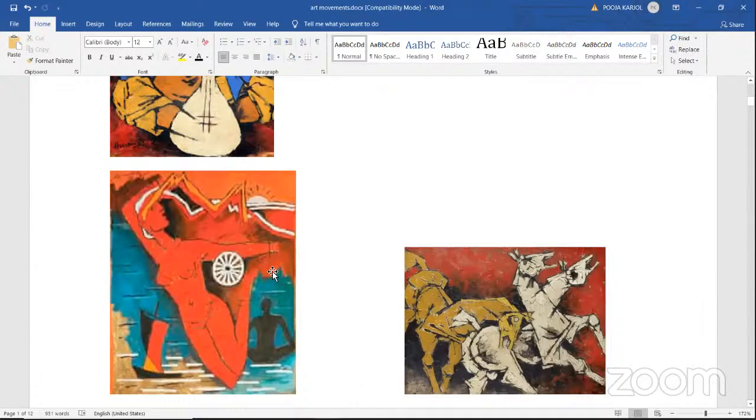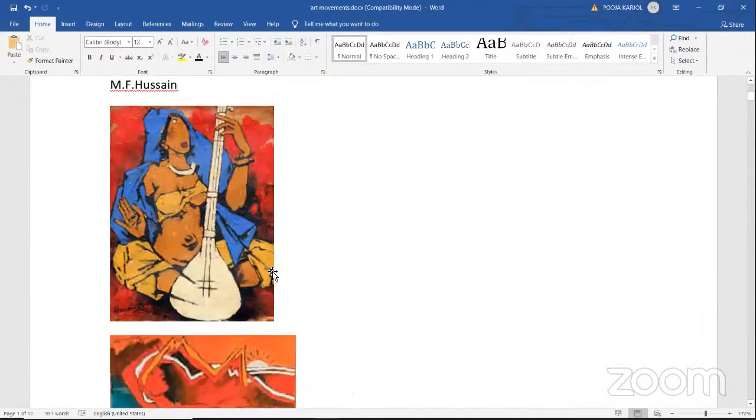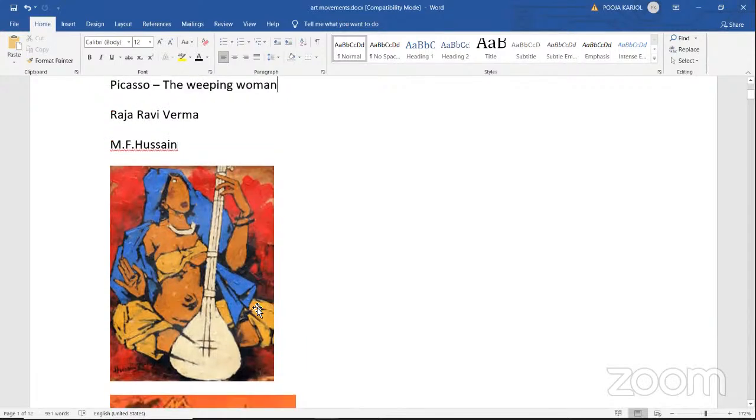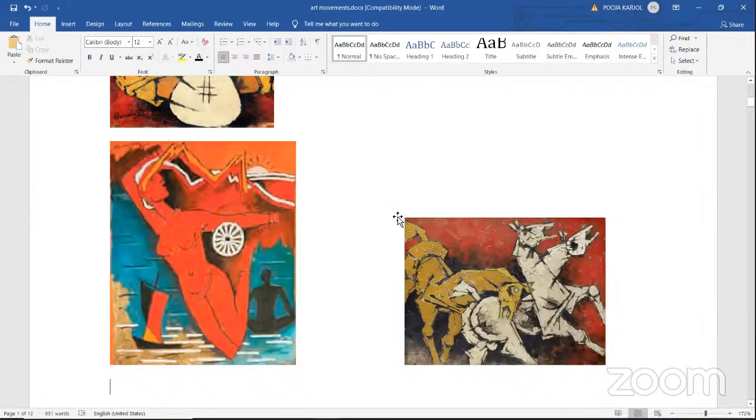It shows a lot of Indianism. You can see some of the features. This one is the ektara instrument, not the others.